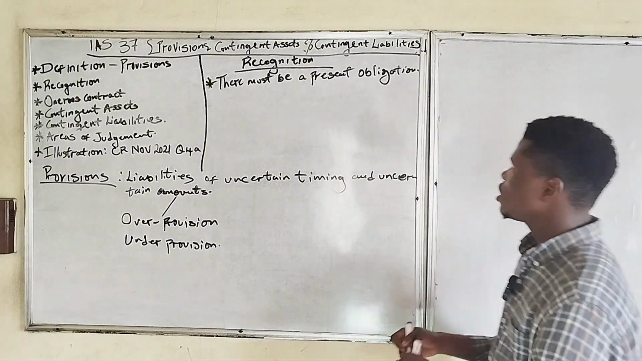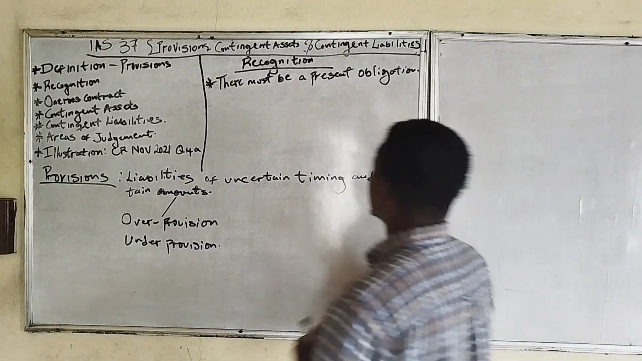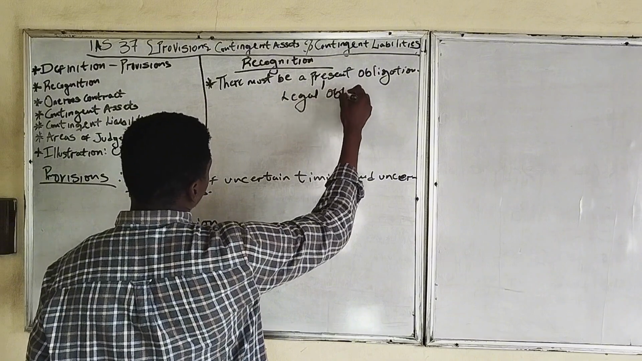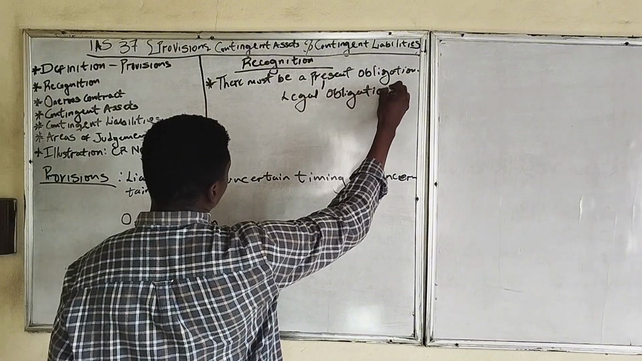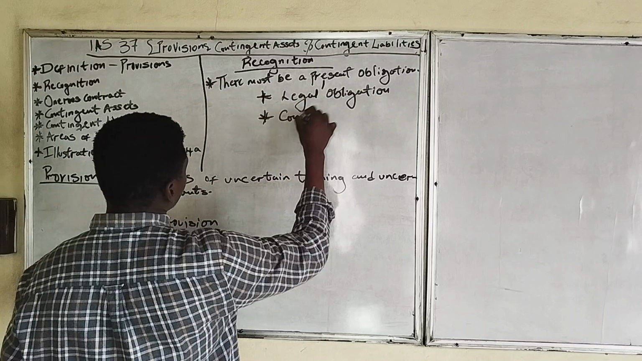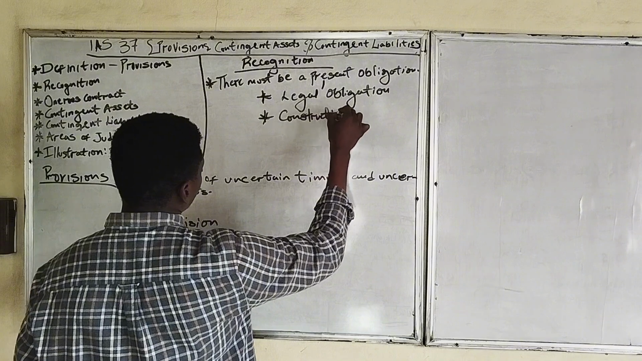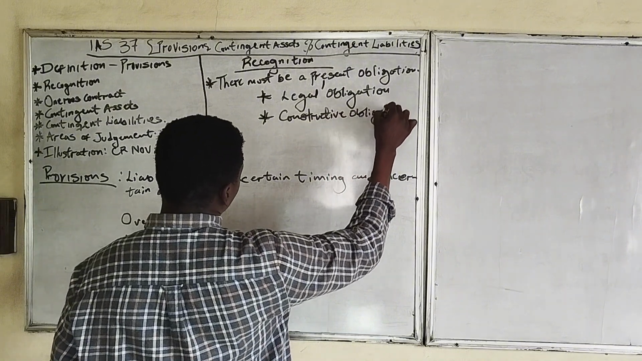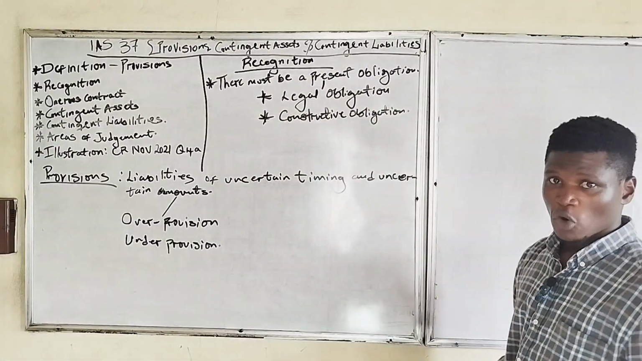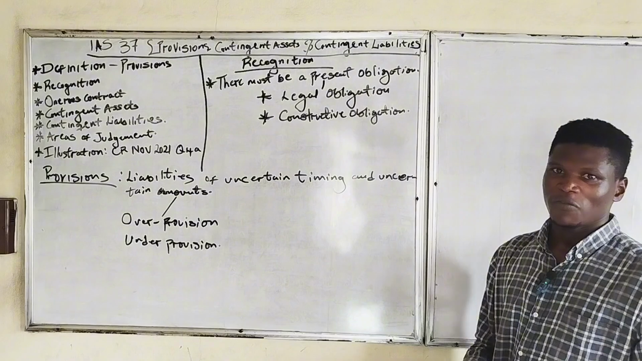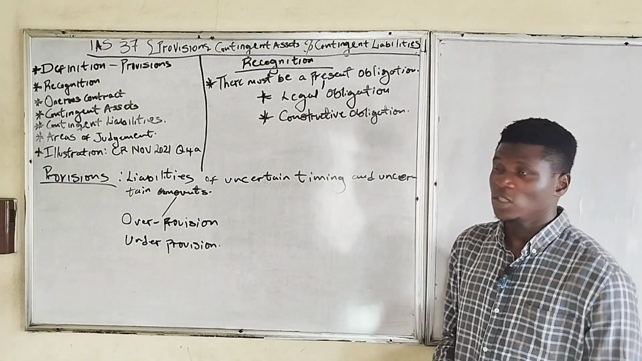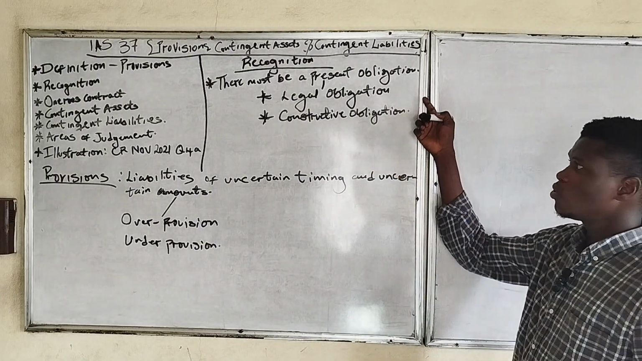So present obligation can be divided into two: legal obligation and secondly, constructive obligation. So we say present obligations are events of occurrence. So there's a certainty of an event or a certainty of an obligation to take place in the future as at now, this present date, which can be in the form of legal or constructive.